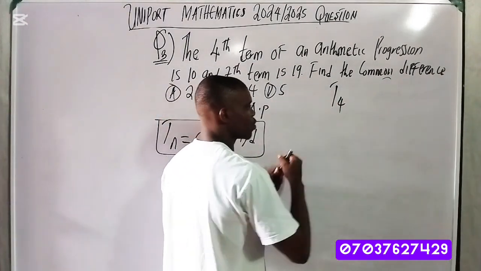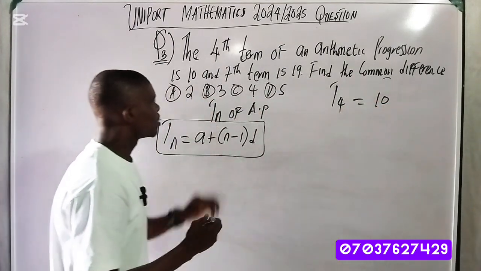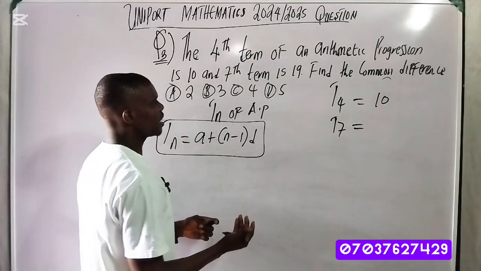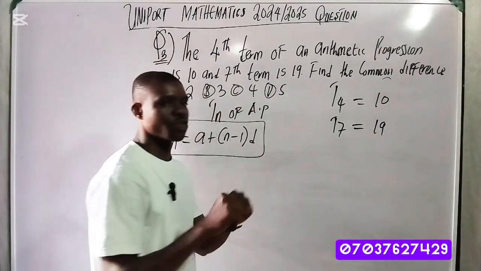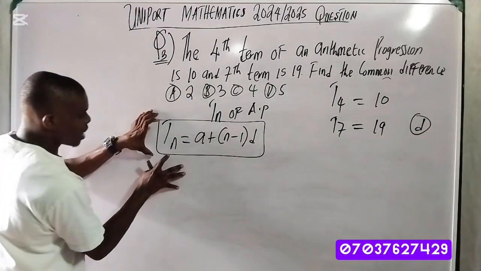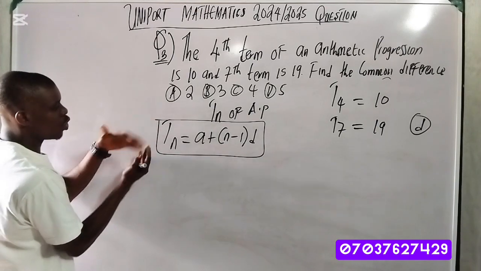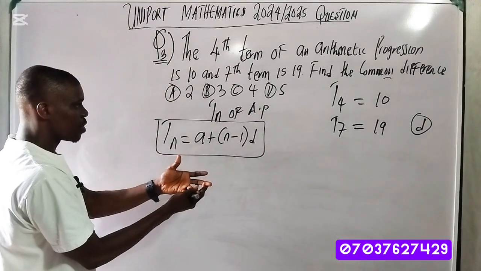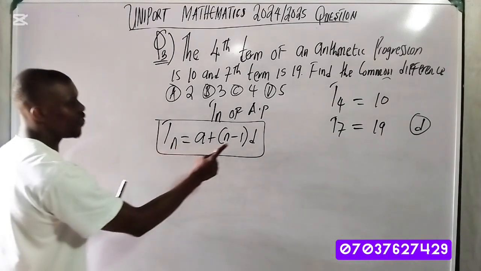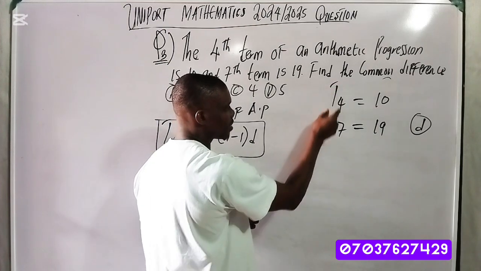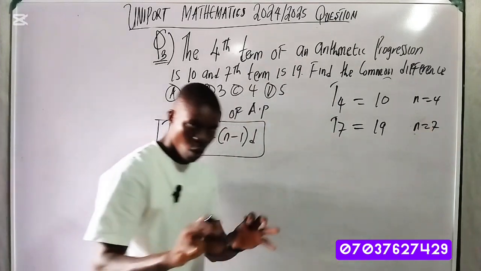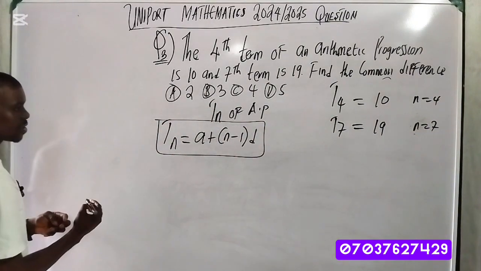So if you look at the question, it says the fourth term of the arithmetic progression is 10. That is, T4 equals 10. And the seventh term, T7, equals 19. What I ask you to find is the common difference, which is d. Since this is the formula for the nth term of an arithmetic progression, remember for the fourth term my n is 4, and here my n is 7. Hope you understand.